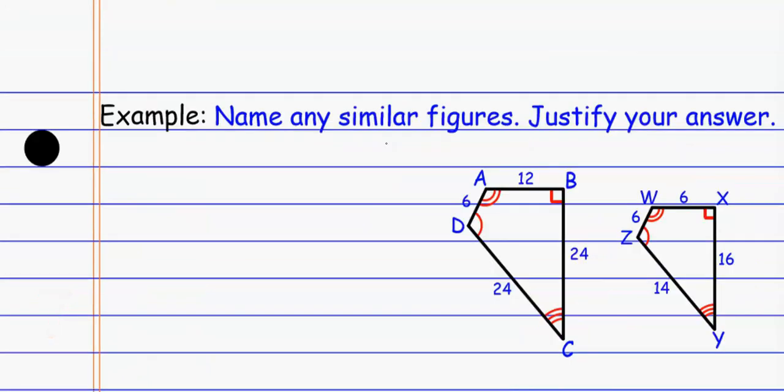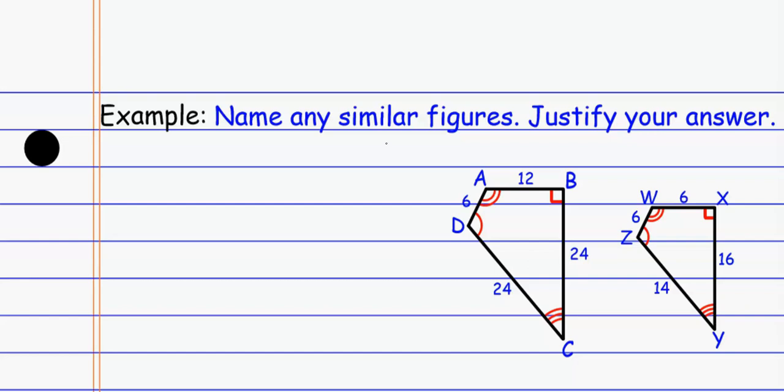If I look at something like this one, it says, name any similar figures and justify your answer. So if I look at this, again, the two criteria I need are that the angles are congruent and that all the corresponding sides give me the same ratio, that I have a scale factor, that they're proportional, okay?